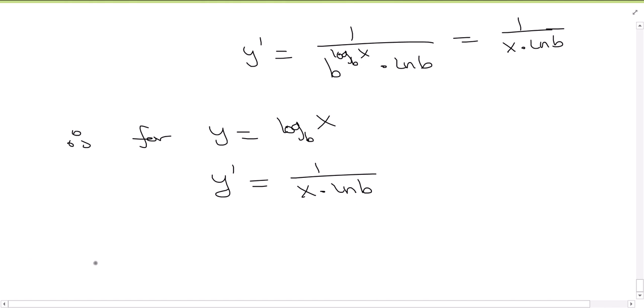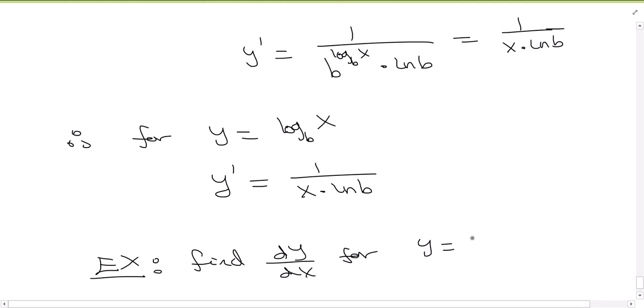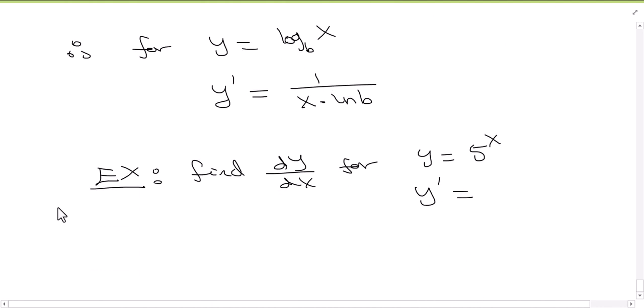So an example here: find dy dx for, say, y equals 5 to the x. So I know this is an exponential, but just reviewing exponentials, what's the derivative of this? The derivative of this will be, you get the exponential back times the natural log of the base.